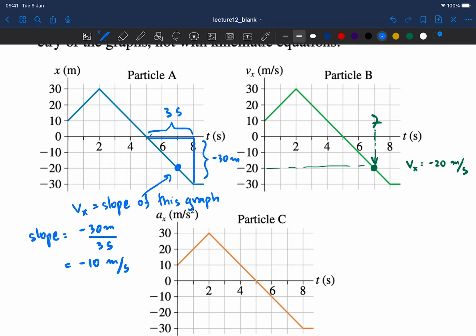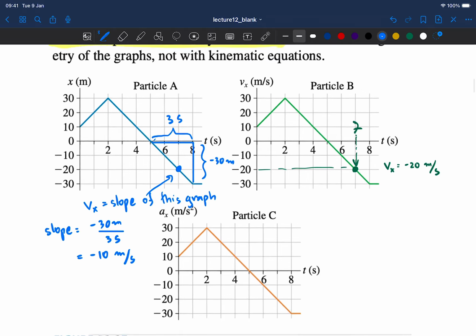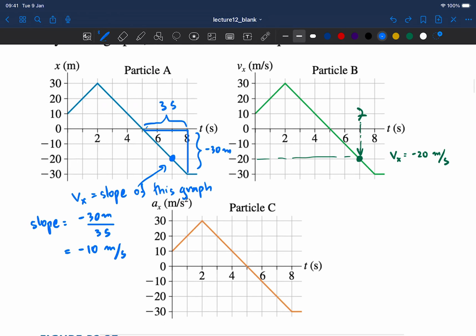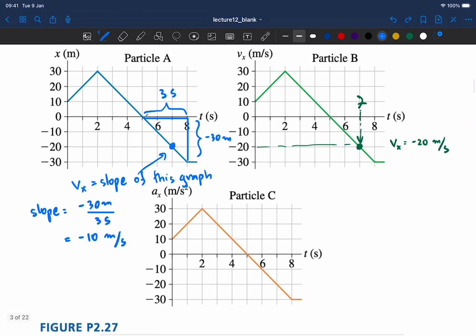Okay, so it's a different value from this one because it's a different graph. And the slope is negative, which is what we expect because it's going down like this. So you expect a negative slope. All right, now the last one, which is particle C.